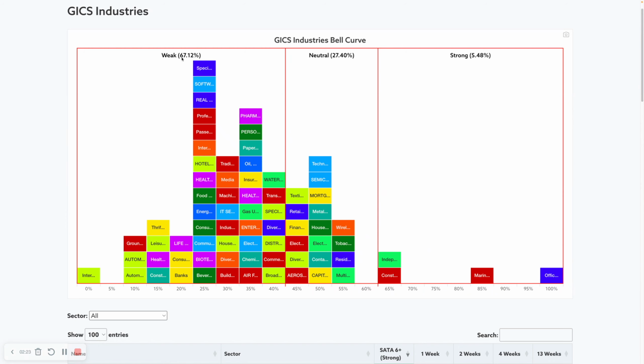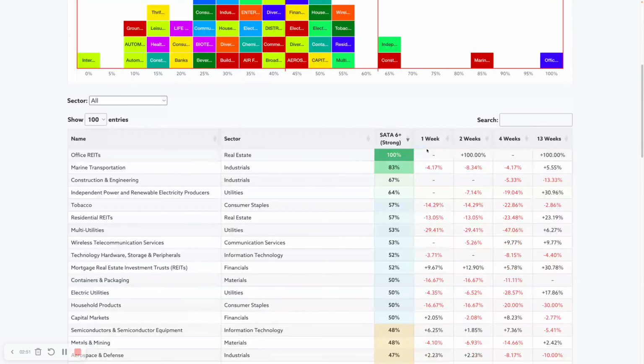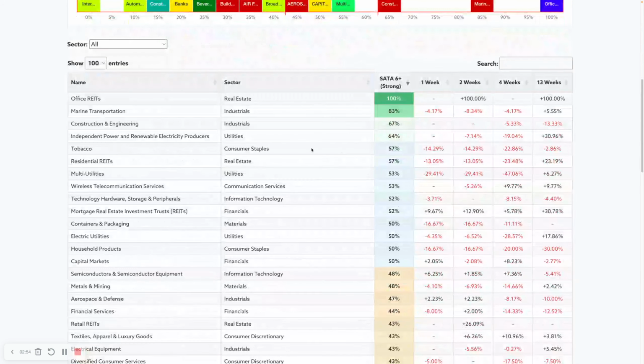You can see at the moment, currently 67.12% are in the weak zone, so that's in the 40% or below level here. We've got 27.4 in the neutral and 5.48 in the strong zone. So not many industries at the moment in the strong zone. And the strong zone means on a stage analysis technical attribute score of a 6 or above. So the majority of the industries here have less than 40% of their stocks on a 6 or above.